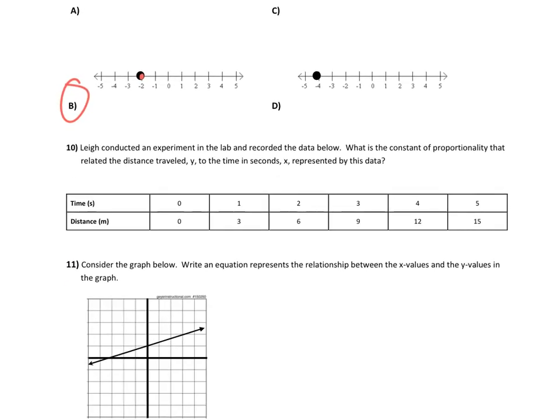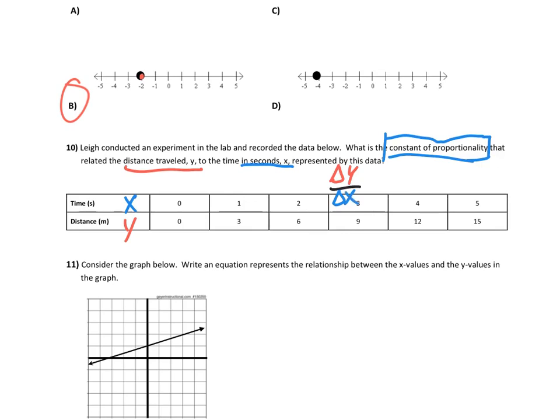Number 10. Lee conducted an experiment in the lab and recorded the data below. What is the constant of proportionality that relates the distance traveled y to the time in seconds x represented by this data? So right here it says distance is y, so I'm going to put that y there, and they say the time, seconds, is x. So whenever you have a table and they want a constant of proportionality, guys, I need you to remember that slope, constant of proportionality, unit rate, change of y over change of x, rise over run, all of that stuff is the same dang thing. So easiest way to do these is going to be the change of y over the change of x.